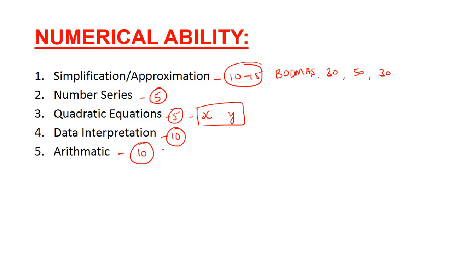Okay, so 10 plus 10, 20, 20, 30. If 10 questions are asked here, 40. Otherwise, if 15 questions are asked, quadratic equations should not be asked. So therefore, 15 plus 5, 20, 20, 30, 40.